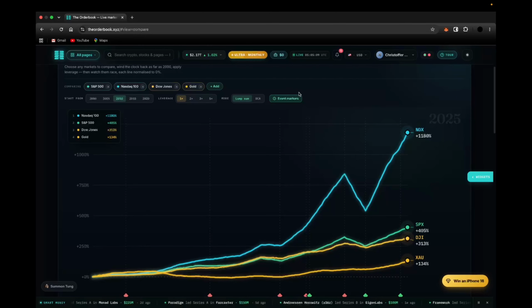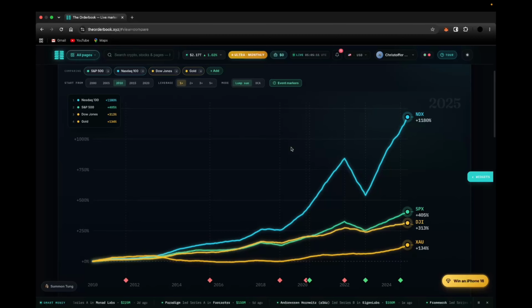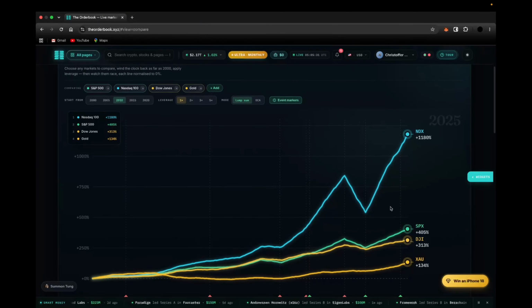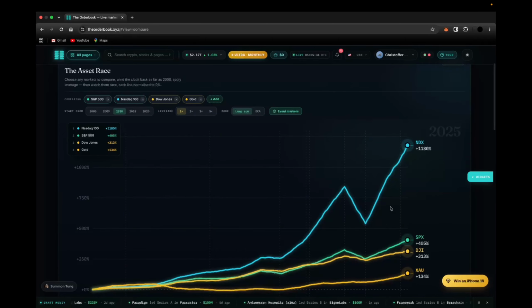And look at the result here. Starting from 2010, the NASDAQ is up around 1,180%. The S&P 500 is up around 405%. The Dow is up around 313%, and gold is up around 134%. So in just a few seconds, you can clearly see which one performed best over that period. Normally, you'd need a spreadsheet for this, but here it plays out visually in front of you.